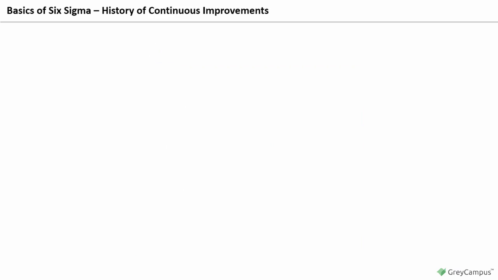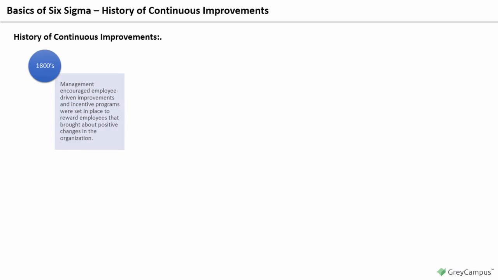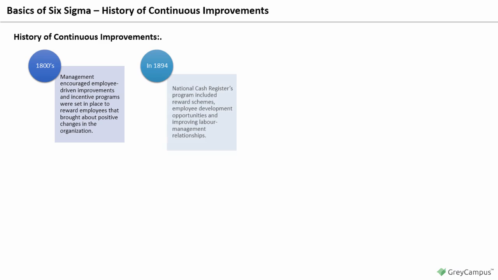Basics of Six Sigma, History of Continuous Improvements. History of continuous improvements includes the 1800s. Management encouraged employee-driven improvements, and incentive programs were set in place to reward employees that brought about positive changes in the organization. In 1894, National Cash Registers program included reward schemes, employee development opportunities, and improving labor management relationships.